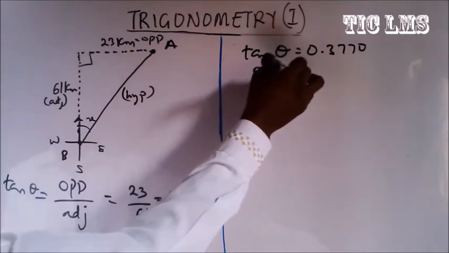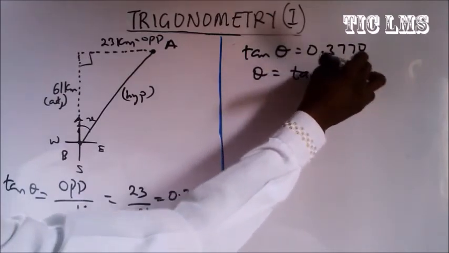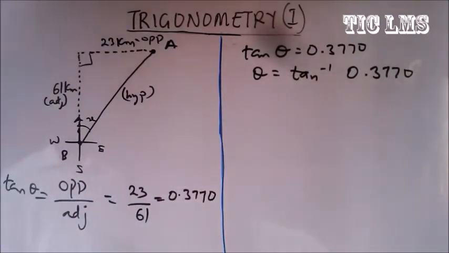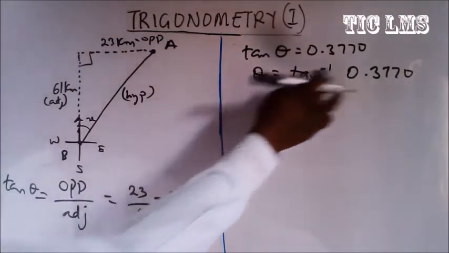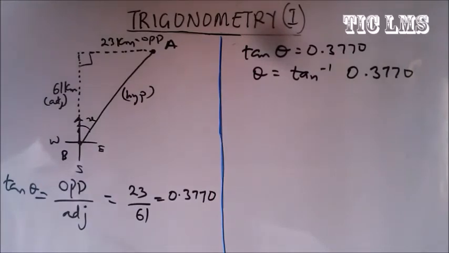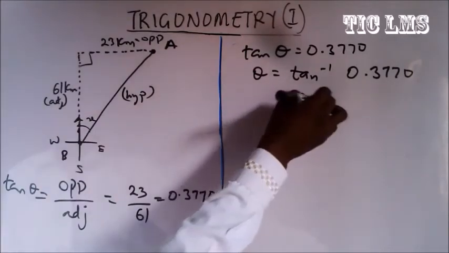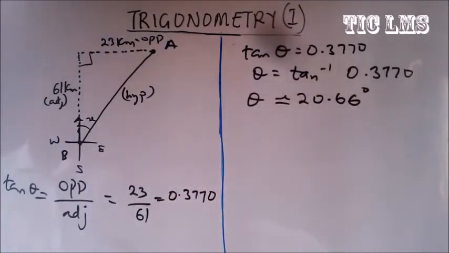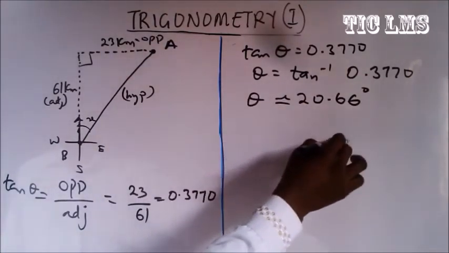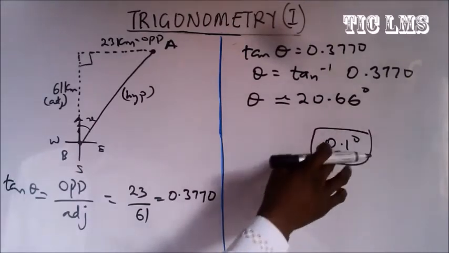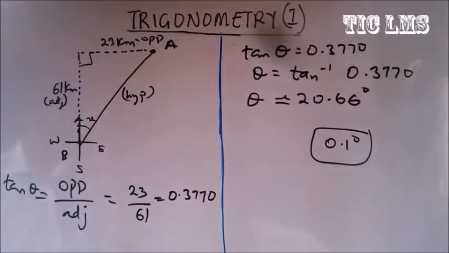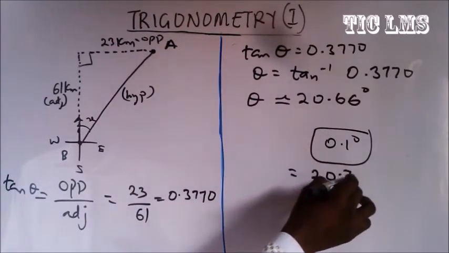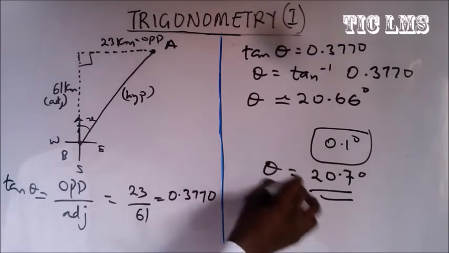Then theta equals arc tan 0.3770. This is called arc tan or inverse of tan. So when we find the arc tan of 0.3770, we will arrive at 20.66 degrees approximately as the theta. And now we are asked to find our answer to the nearest 0.1 degree. Alright, meaning that this is to the nearest 1 decimal place. And so we approximate this and we have 20.7 degrees as the value of theta.